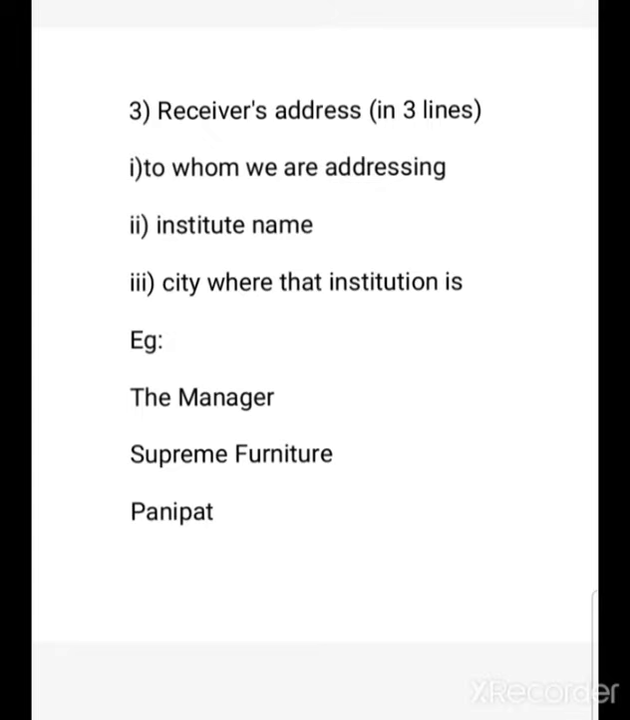Suppose you are writing a letter to the manager of Supreme Electronics. In the first line you write the manager, and in the second line you write Supreme Electronics. In the third line, the city where that institution is. Suppose the institution is in Panipat, so you will write Panipat in the third line. For example, the example is also given here: first line, the manager; second line, Supreme Furniture; and third line, Panipat.